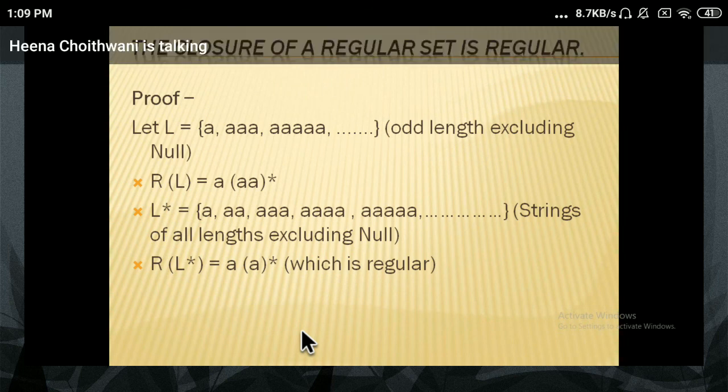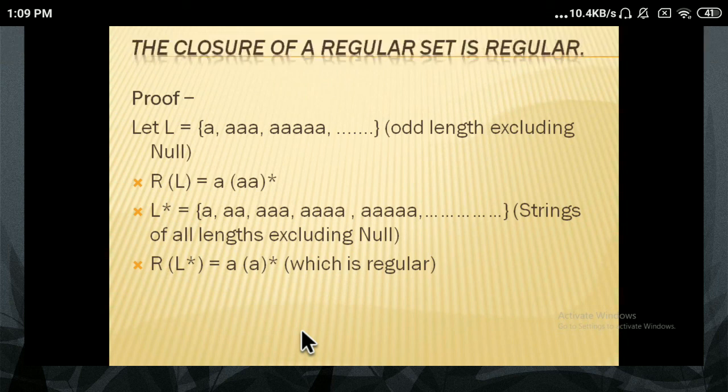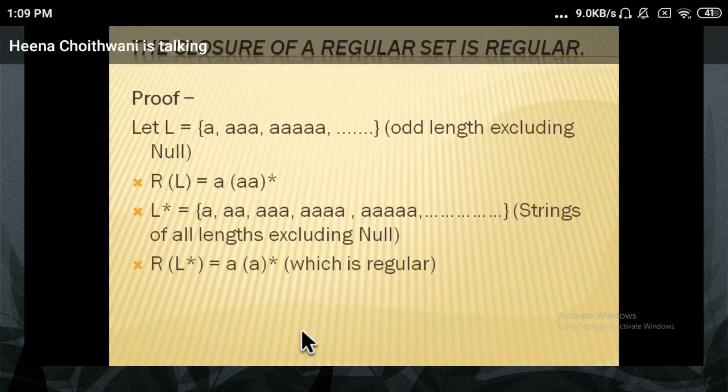Here closure means positive closure, because star closure is already regular, that is given in the rule. So we are proving that positive closure of a regular set is regular. Is it okay, guys?